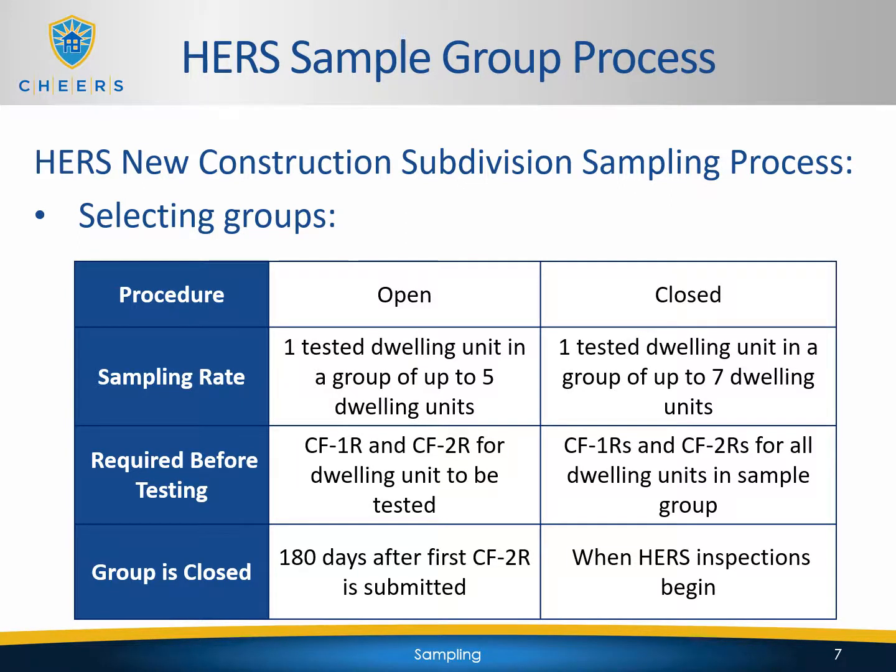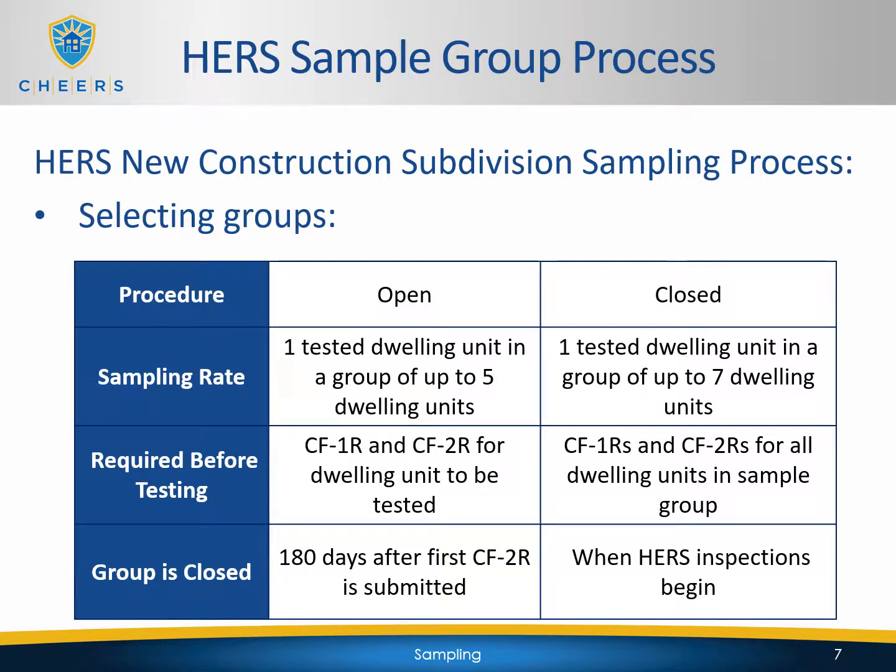So you have to test one dwelling unit in the group, and that group can have up to 5 dwelling units. Whether it's open or closed, you can always have less than the maximum number, but they're always going to provide you with that maximum number. So an open group can have no more than 5 dwelling units in it, and you have to test at least one of those. Now, before you can do testing, the CF1R has to be completed and signed, and the CF2R has to be completed and signed for the dwelling unit that is to be tested.